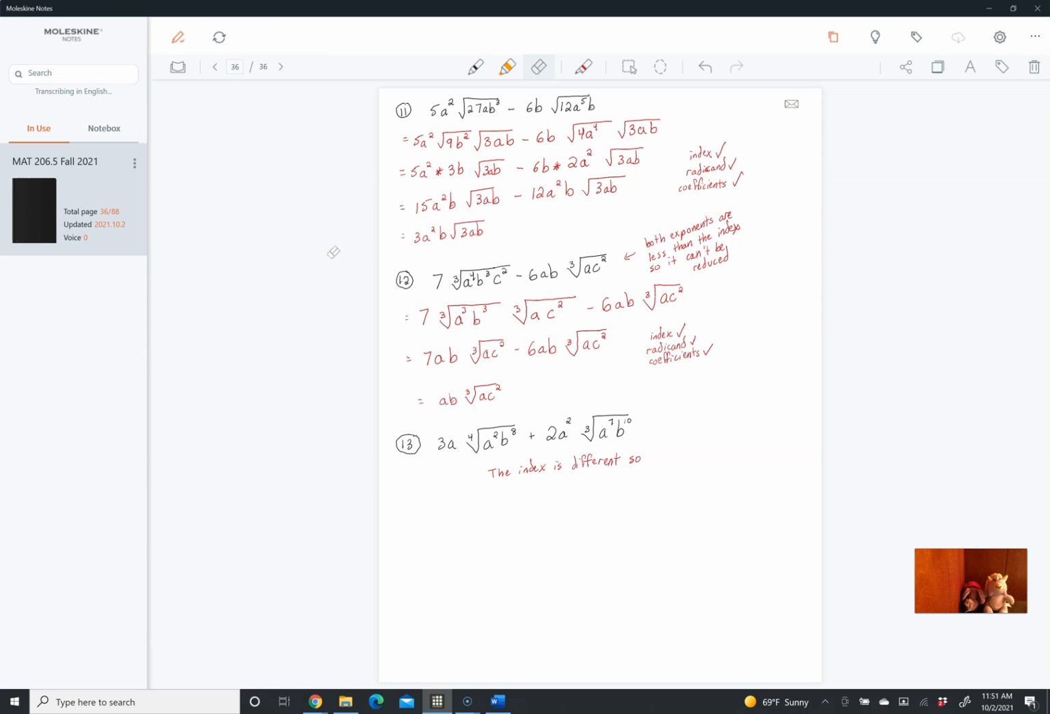You're not being asked to reduce. If you were being asked to reduce, then sure, you can reduce these. But if you're not being asked to reduce and you're just being asked to add, here the index is different, stop. Okay, so always check the index first.